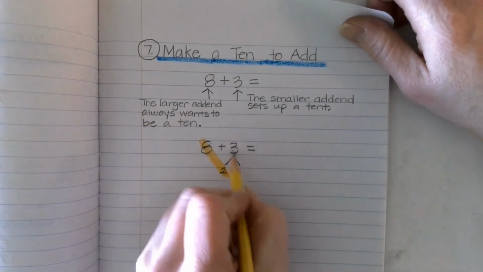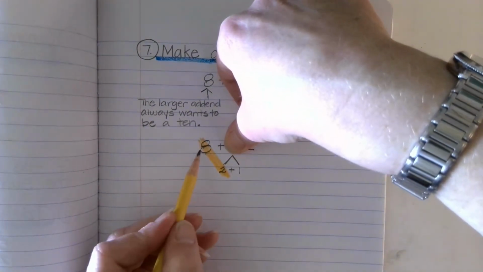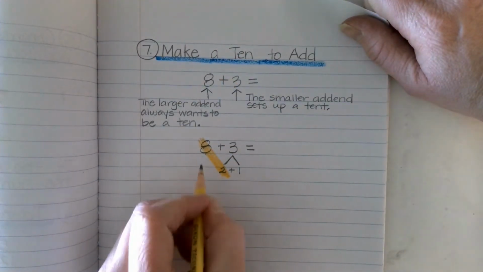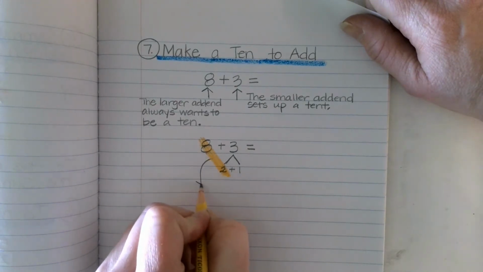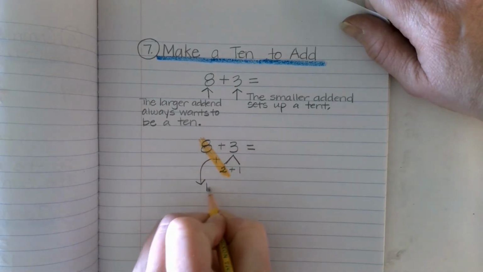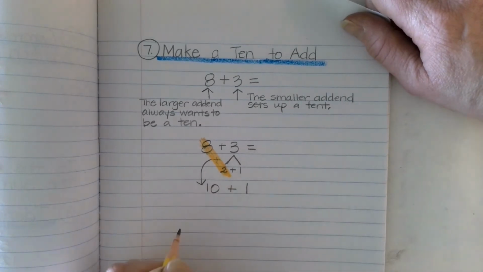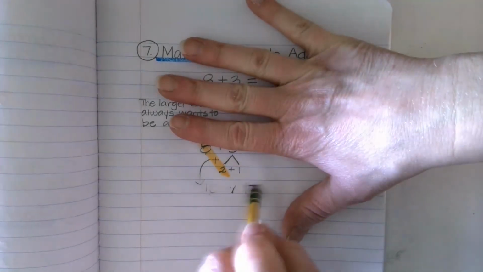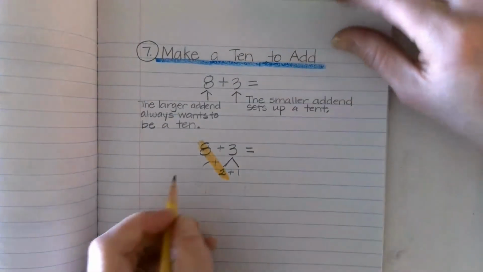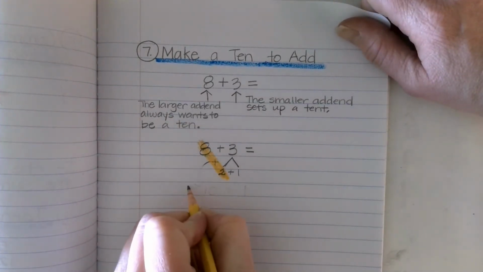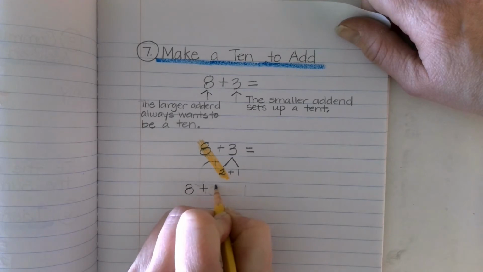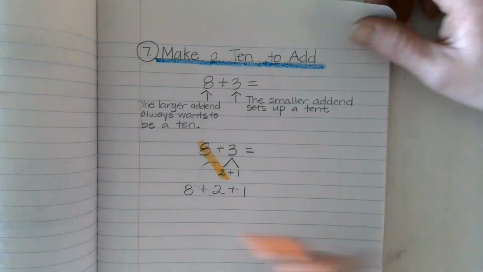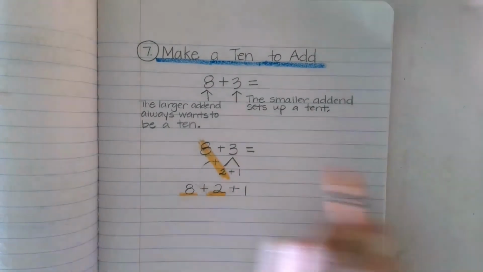So we've already used this 3, right? So now we're looking at 8 plus 2 plus 1. So 8 plus 2 is 10 plus 1. And in fact, you know what? I'm going to change that a little bit different. I'm not going to skip a step because I don't want you to get confused. So we're going to look at this as 8 plus 2 plus 1. So here's the 8 and the 2.